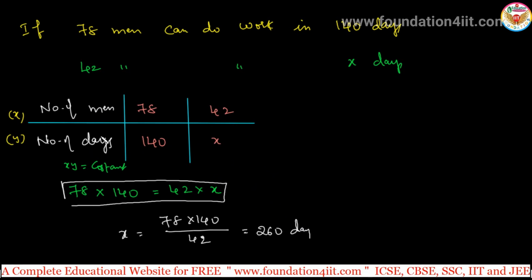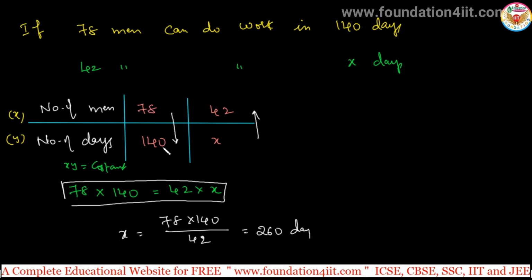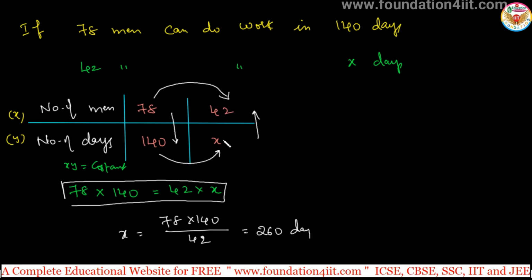So a simple thing: whenever the question is based on inverse variation, when one quantity is reduced, the other is increased, right? Men here, 78 to 42, is decreased, so the days must be increased. 78 to 140 is increased here. Just observe the quantities and you can make this. So this is about inverse variation.